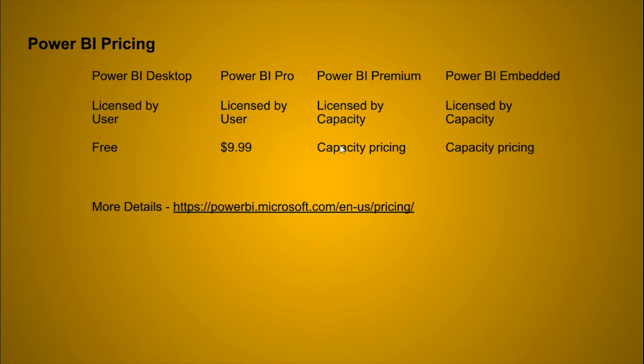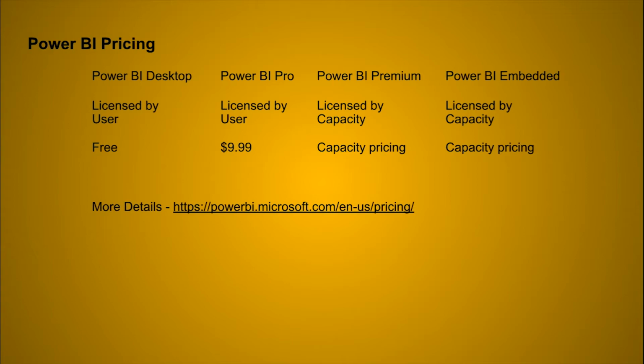Now next comes the pricing model of Power BI. As I've already told you, Power BI Desktop is free to download and you can work on it and easily create reports. Next, Power BI Pro or Power BI Professional is licensed by user, and its price is $9.99 per user per month, which will give you access to Power BI Service, and you can share reports with other Power BI users in your organization.